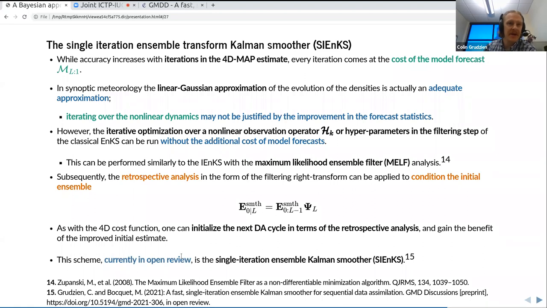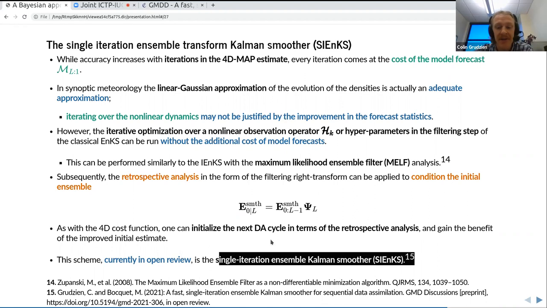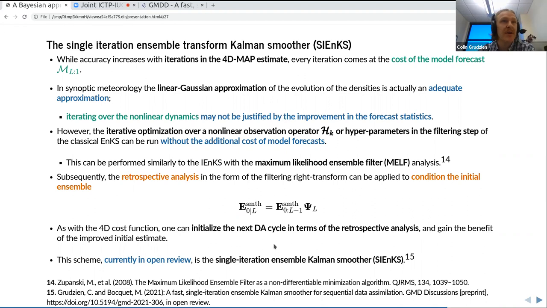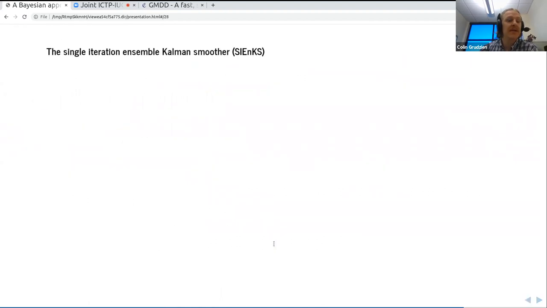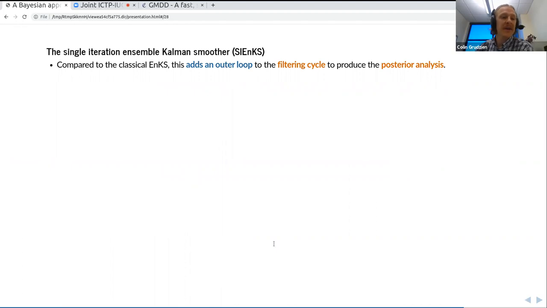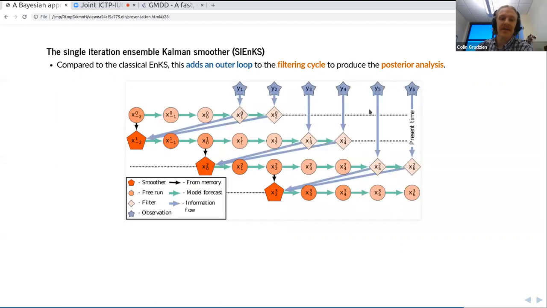So the scheme is exactly what I was discussing. This is the scheme that I developed with Bouquet, currently in open review, which we describe as the single iteration ensemble Kalman smoother. We note it as such because it requires a single iteration over the data simulation window in this ensemble forecast. Compared to the classical ENKS, this just adds an outer loop to the filtering cycle to produce the posterior analysis.